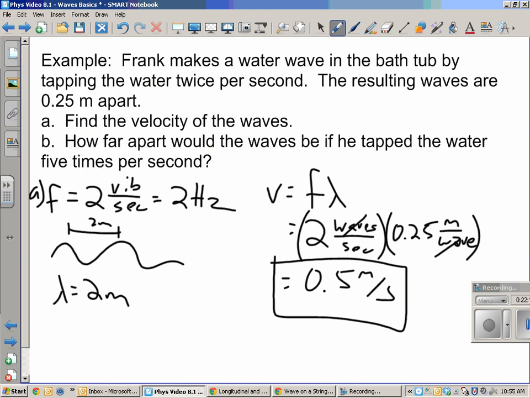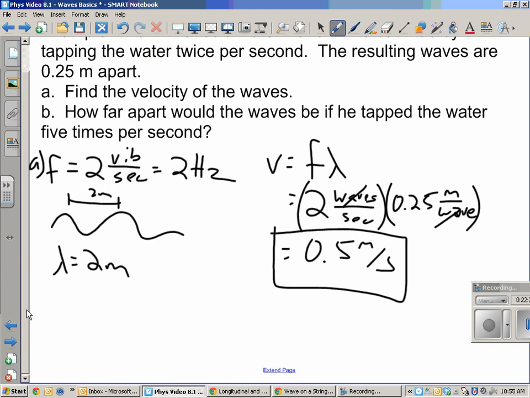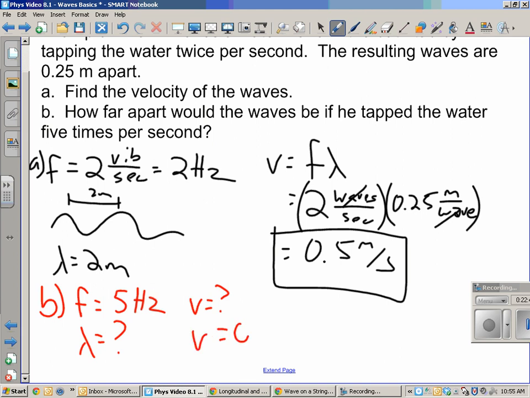Part B says, how far apart would the waves be if you tapped the water 5 times per second? I like this question because it really forces you to think. We changed the frequency to be 5 hertz, and we're trying to find how far apart the waves are, the wavelength. Well, what's the velocity? Remember, the medium hasn't changed at all, so our velocity is still 0.5 meters per second. Based on that, we can find the wavelength.